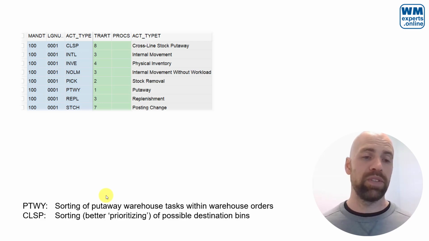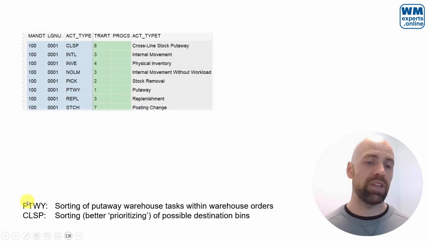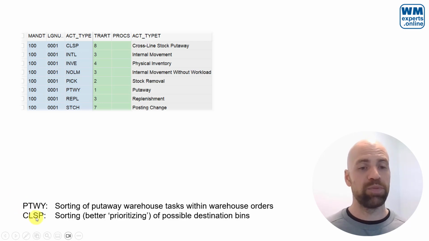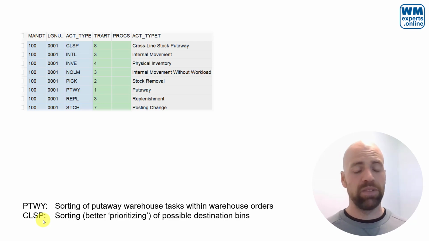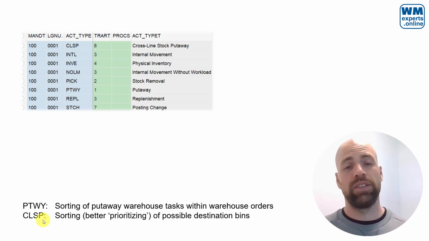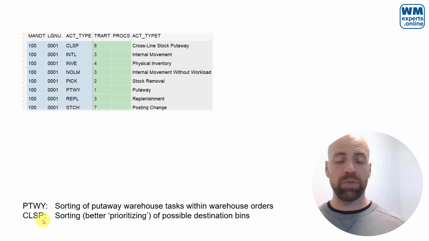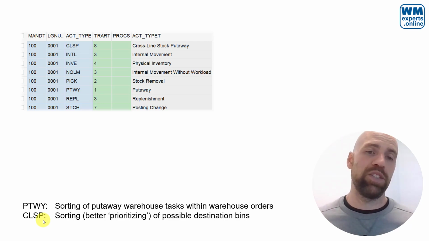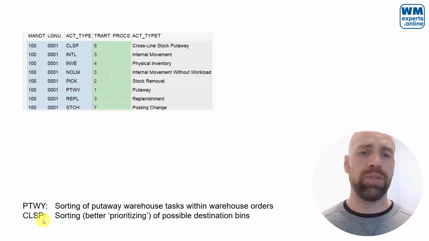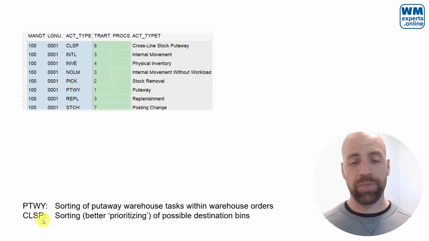And for this purpose, EWM comes with the activity CLSP, which is cross-line stock putaway, and this is used to sort, or I would better say to prioritize possible destination bins, because EWM uses this to select 1 out of n possible destination bins. Remember the picture that I showed you on the first slide here for the destination of a given warehouse task.